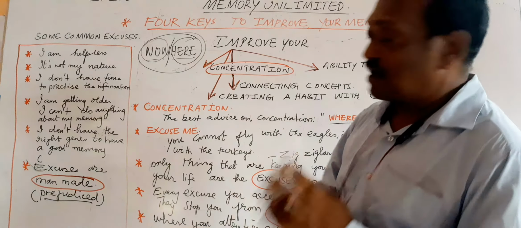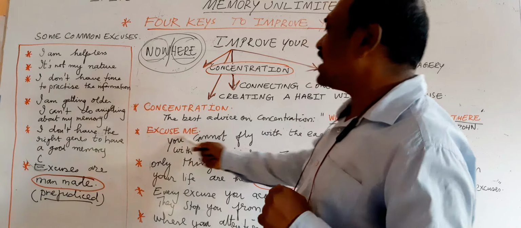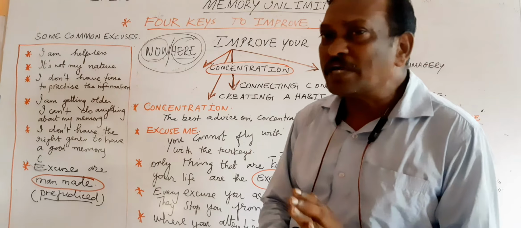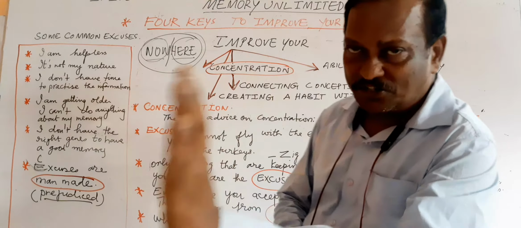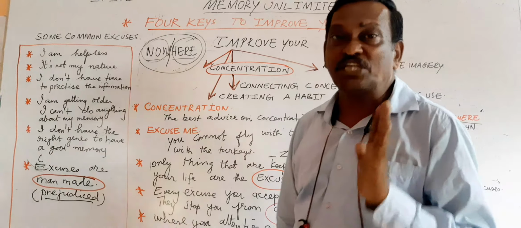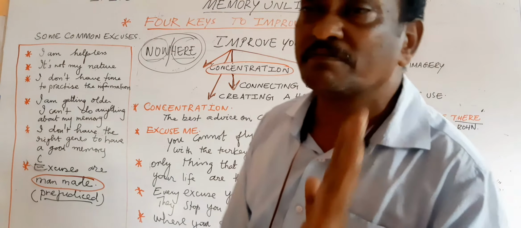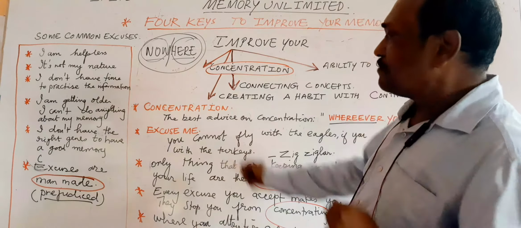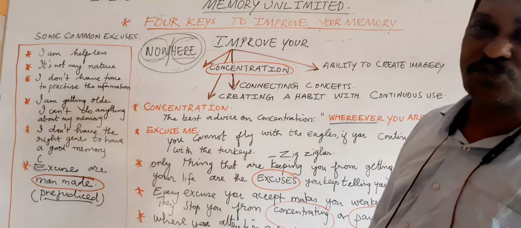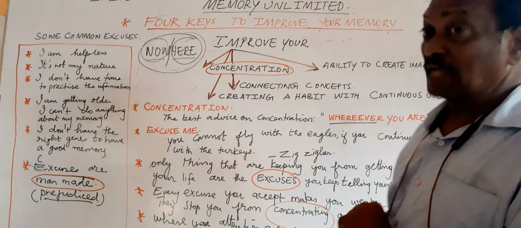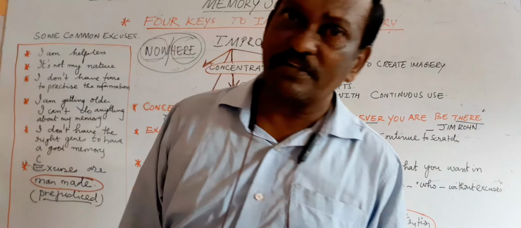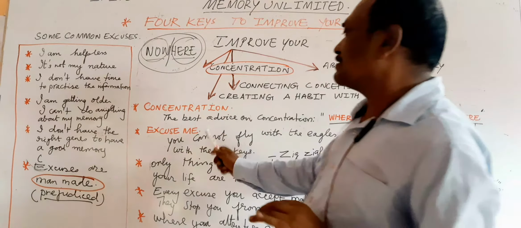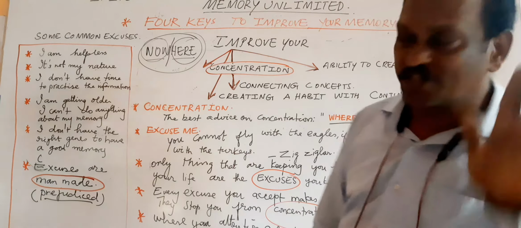Now, there comes another important area where the memory can be hindered, or the growth of memory, the improvement of memory can be hindered. And how can the growth be hindered? It is by this particular word, excuse me. Excuse me is a good word, but at the same time a very dangerous one. How can this word, excuse me, prove dangerous?